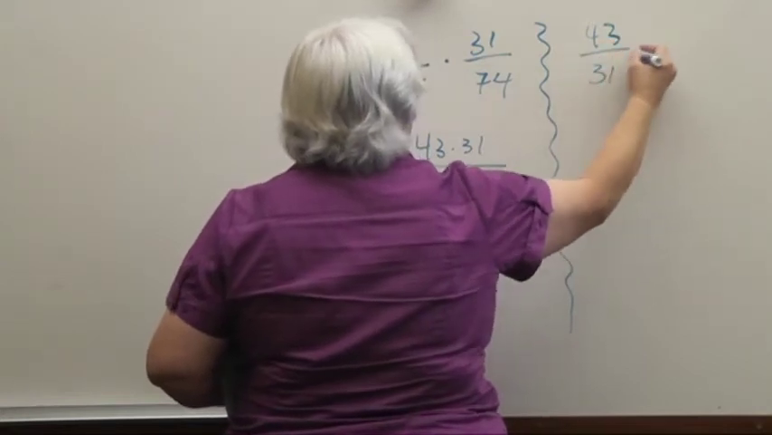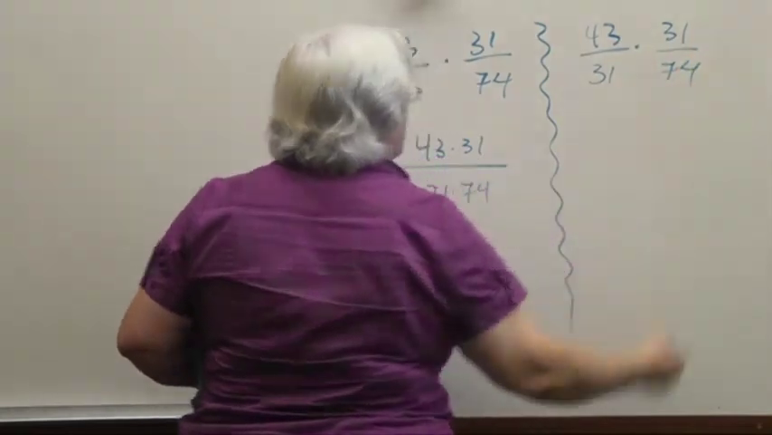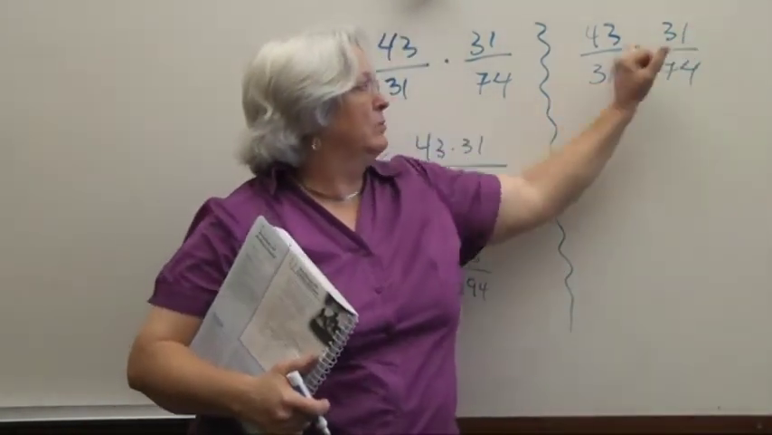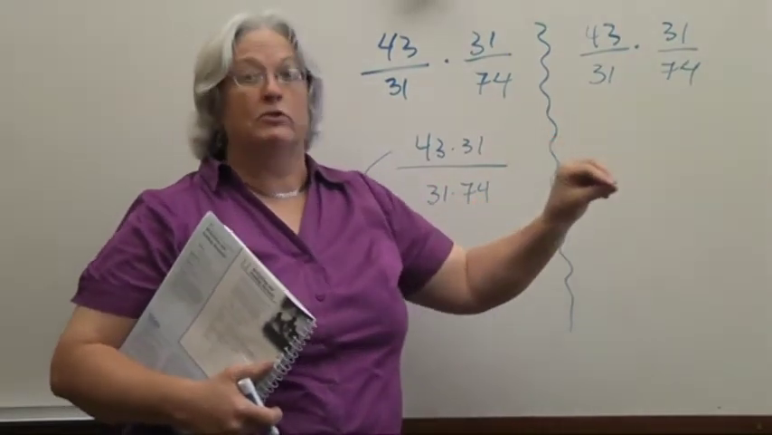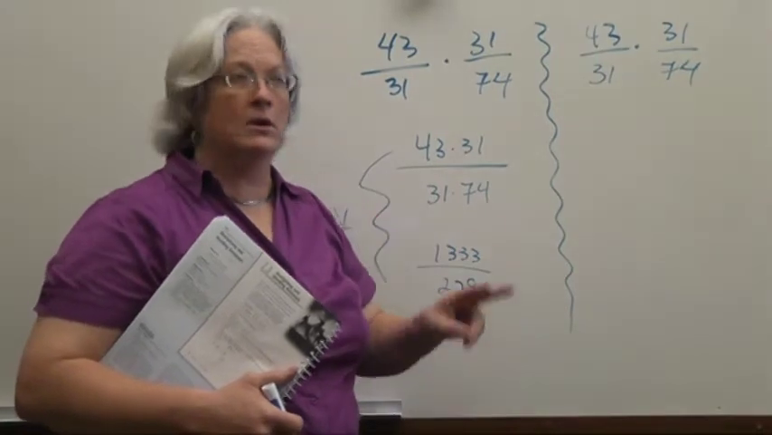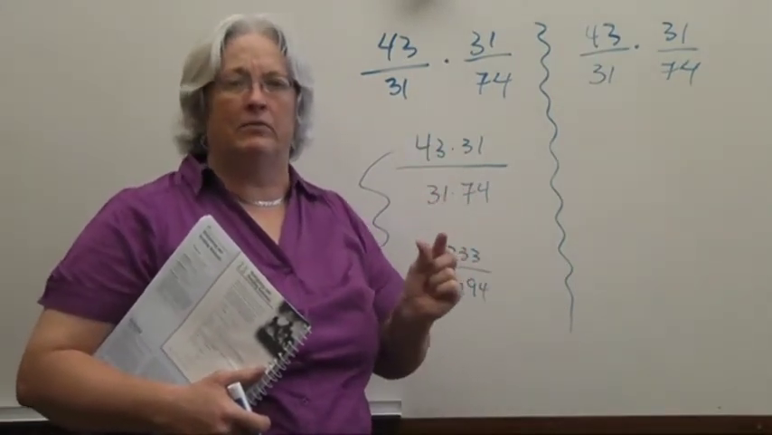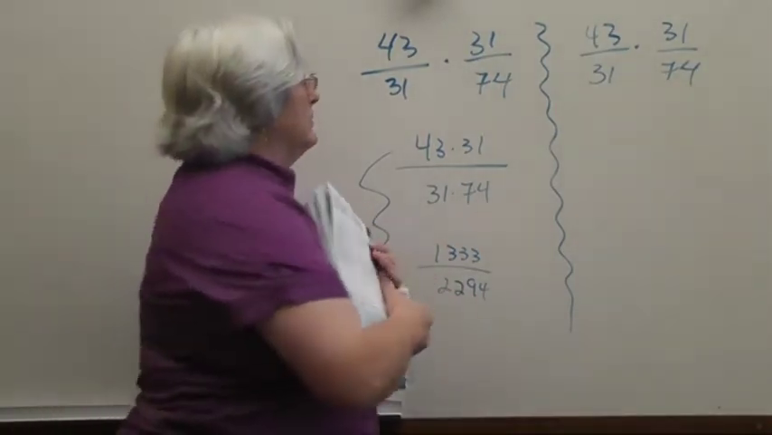43 over 31 times 31 over 74. Now some of you are saying, okay, we've got a common factor of 31 here, and we can cancel out that factor of 31. And that's true. That's exactly what we're going to do. I'm going to manipulate things just a little bit to put just a tiny little bit of theory in here. I'm not putting all of it in that's in the book, but just a little bit.